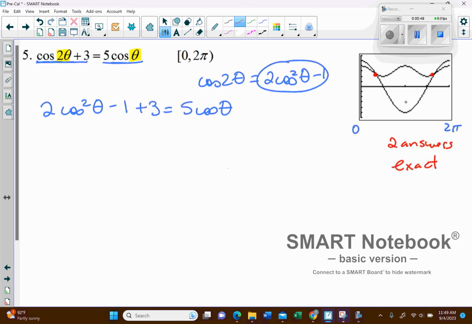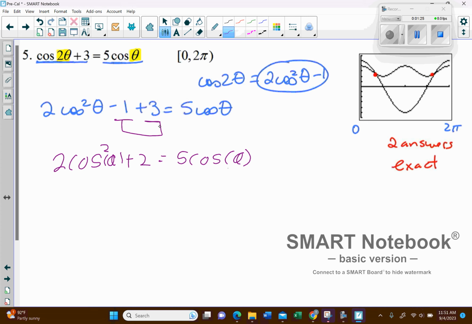So on this particular example, what we want to do is basically set it equal to 0. And so what I'm going to do first here is clean up the left side right here. I've got that -1 and that +3. Let me see if my pen will work. Okay, here we go. So I'm going to combine that. So then I'm going to have 2 cosine of theta squared plus 2 equals 5 cosine of theta.